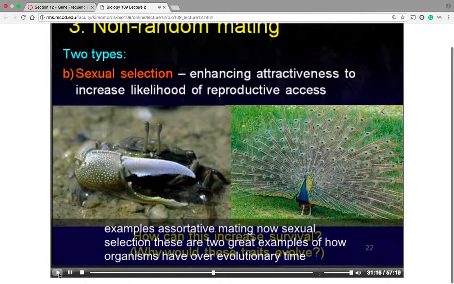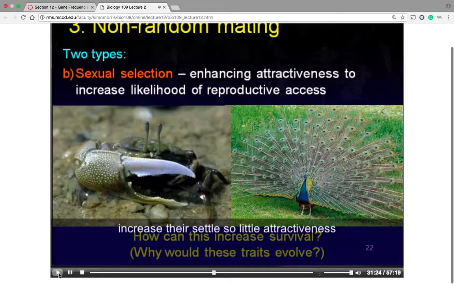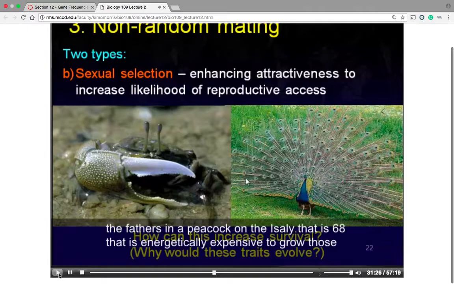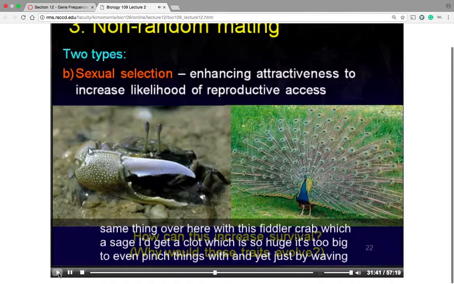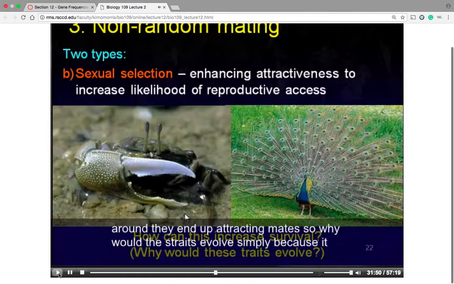Now, sexual selection, these are two great examples of how organisms have, over evolutionary time, increased their sexual attractiveness. The feathers in a peacock. Obviously, it is energetically expensive to grow those feathers, and yet it persists because it increases this male's chance of reproducing. Same thing over here with this fiddler crab, which has a gigantic claw, so huge it's too big to even pinch things with. And yet, just by waving it around, they end up attracting mates.